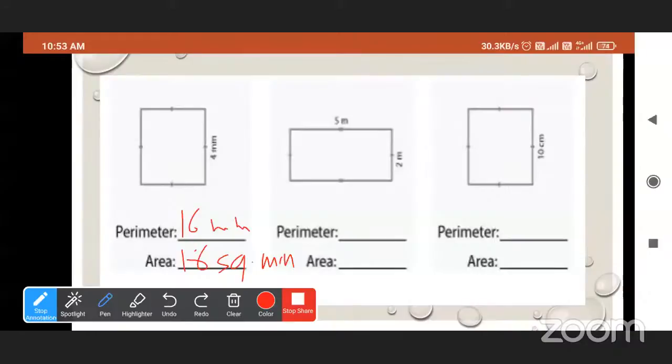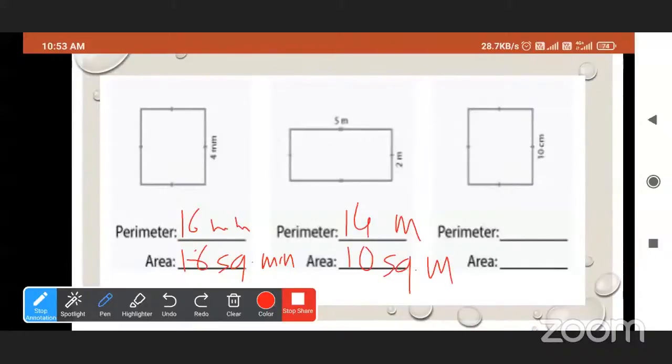2L plus 2B, that is 10 plus 4 is 14. 14 meter is the perimeter, and then area is length into breadth, 10 square meter.